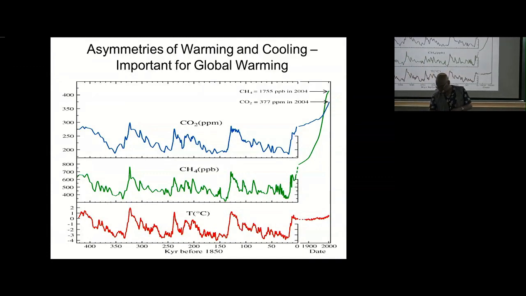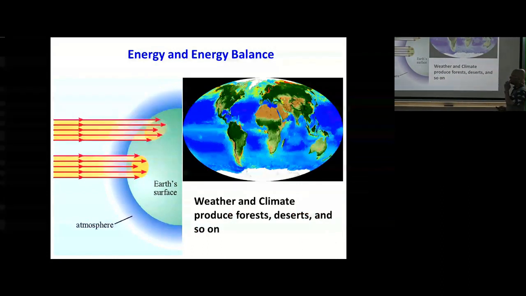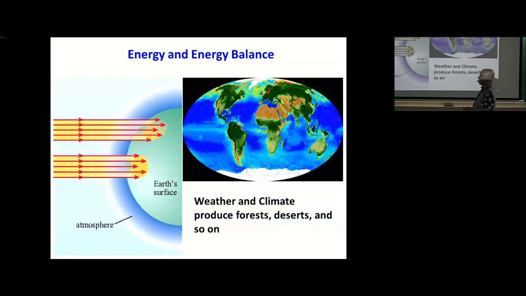But there is a relation between temperature and CO2. Okay, so let's take a quick look at what basic climate and weather really is.